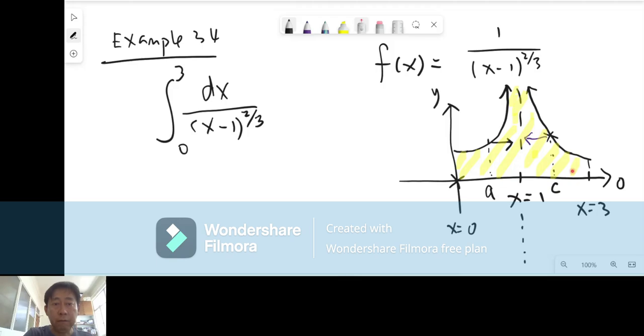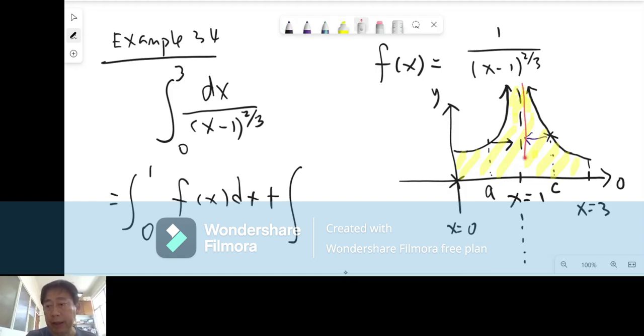To proceed with the improper integration, we first break the integration into two parts. The part that involves the integration from 0 to 1, and the part of the integration that involves the right hand side of x equals 1. The left hand side of the area is written as 0 to 1, whereas the area under the curve on the right hand side of x equals 1 is represented by the integration from 1 to 3.